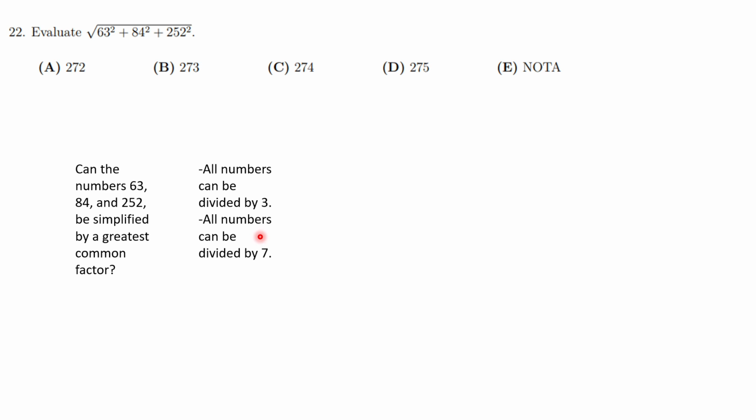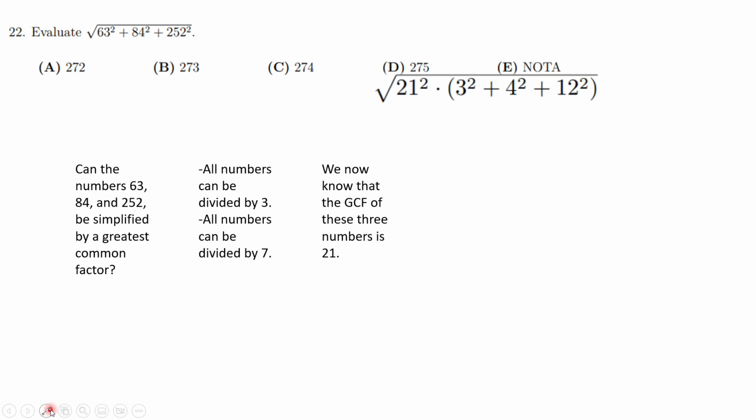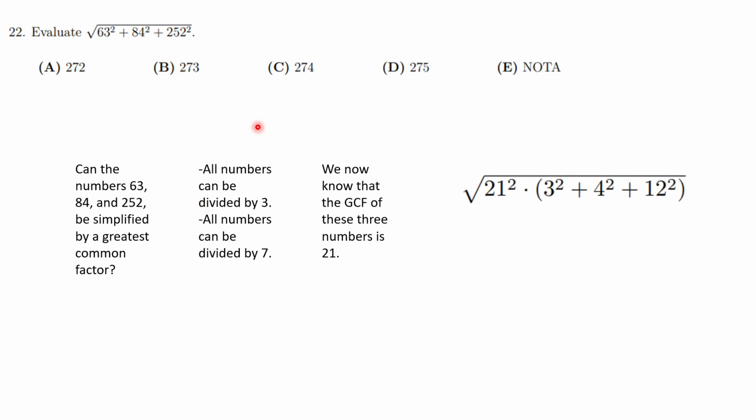Now, how do we find the greatest common factor with these two numbers? Simple, you just multiply them. So, we know that the greatest common factor of these 3 numbers is 21. Now, what do we do with this number we got? Well, we can divide all of these numbers by 21, right? So, 63 divided by 21 is 3, 84 divided by 21 is 4, and then, let's see, 12. So 12 times 21 gives you 252. Alright, so now we simplified it like this.